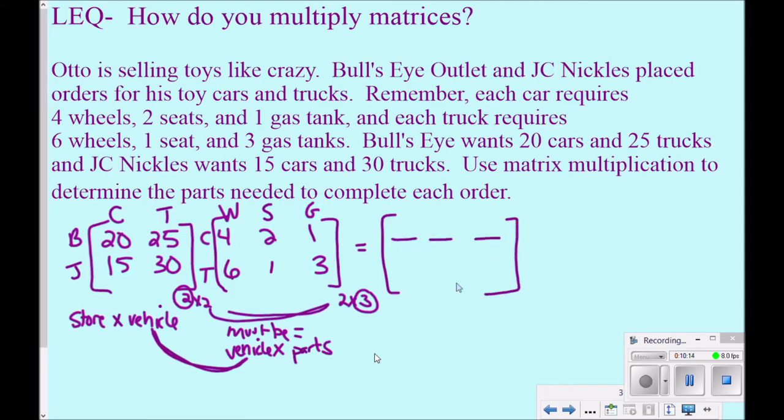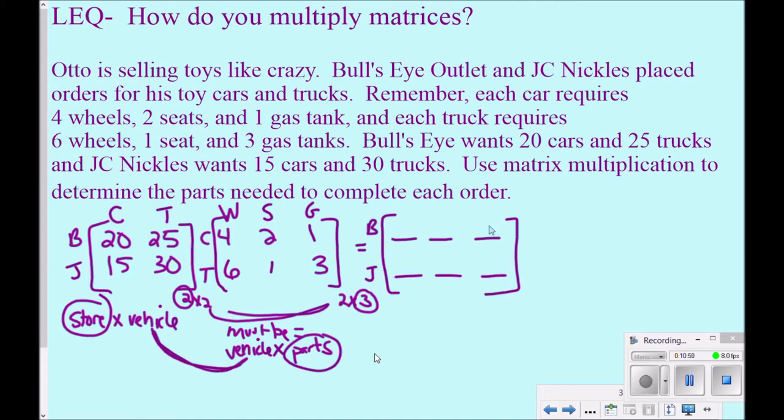And I'm going to go ahead and fill in blanks to represent the different spots of my 2 by 3 matrix. And I'm also going to label the rows and the columns. Now, just like we did here with the dimensions, the numbers 2 by 3, the outer labels are going to be our labels for our product matrix. So I know this is going to be a store by parts matrix. And so I can go ahead and label the stores B and J.